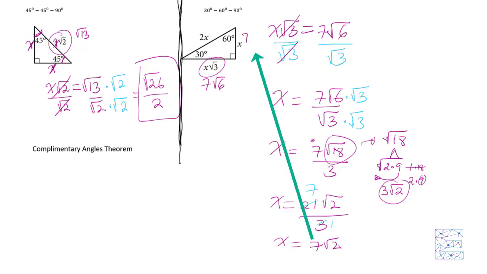That means the short leg is 7 root 2. To find the hypotenuse, we just need to double the short leg. So 2 times 7 root 2 is 14 square root of 2.